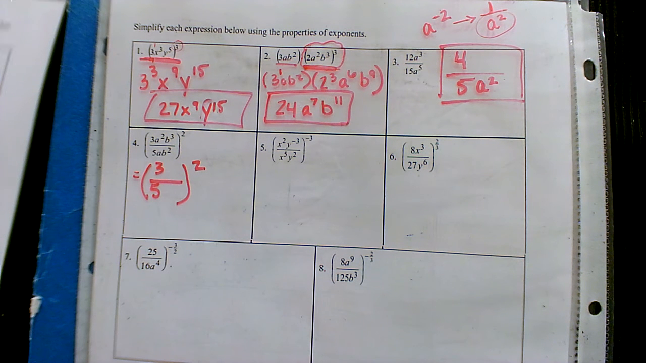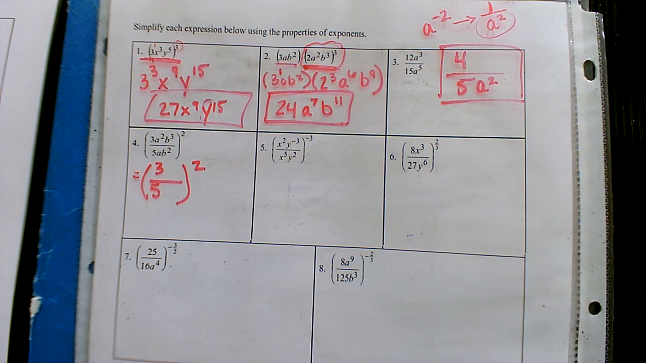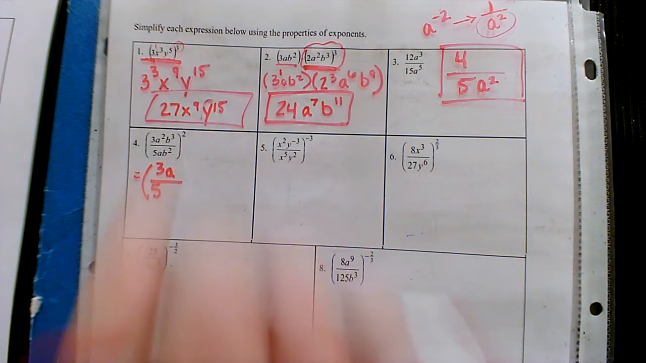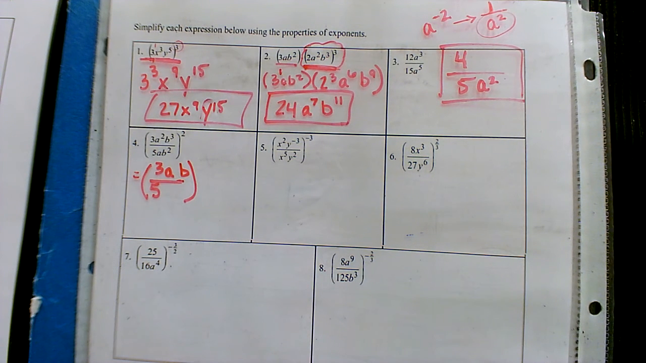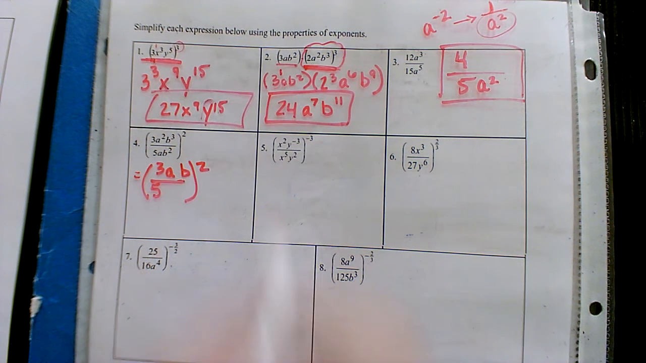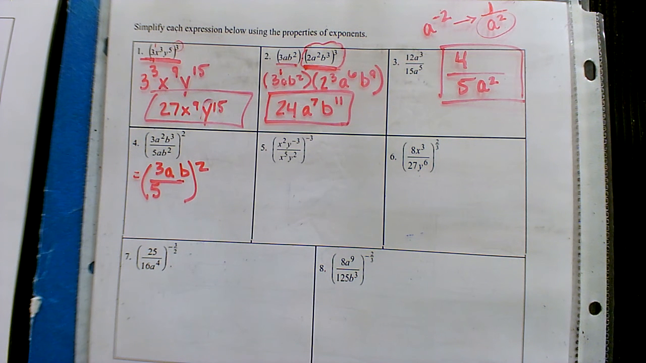What about the a's? A squared over a to the first. I'm left over with 1a, and where is it? Yeah, up top. What about b cubed over b squared? I'm left with 1b, and where is it? Up top, right? Because you have more b's up top than you do on the bottom. So you're going to be left with the ones up top. All right, so we simplified the inside.